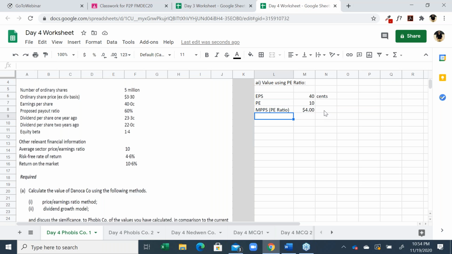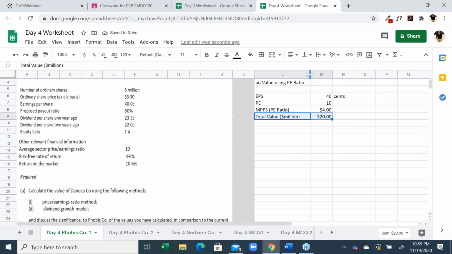Now let's calculate the total value by multiplying the price by the total number of ordinary shares, which is 5 million. So let me multiply it with 5 million. The answer is in millions. We can say it's $20 million. So according to PE ratio, this company has a total value of $20 million.